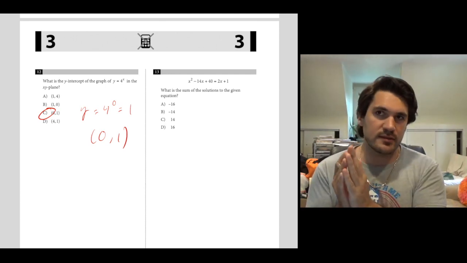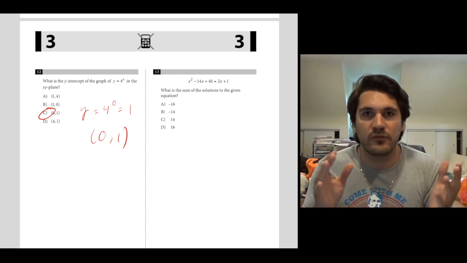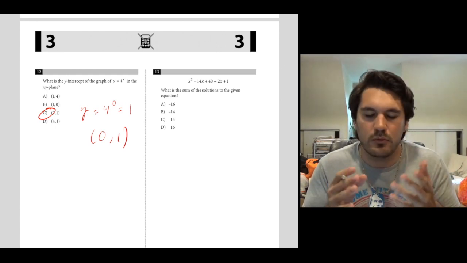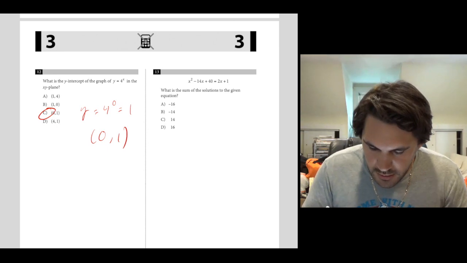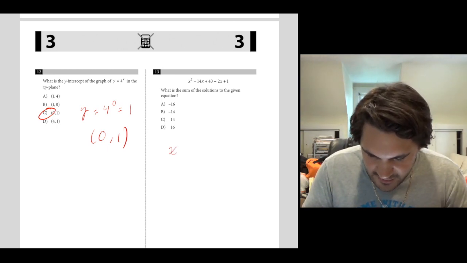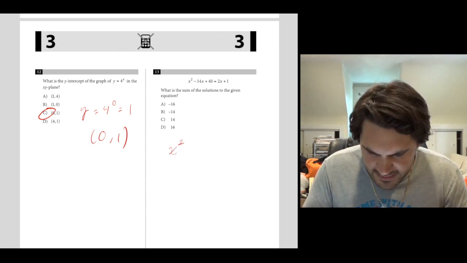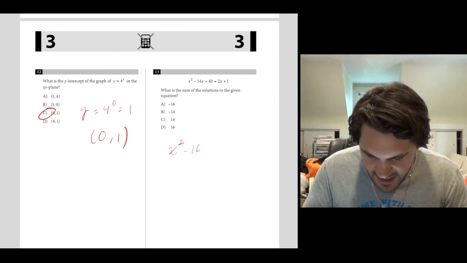First, let's get this into normal form. So, set the equation equal to 0. We're going to rewrite this as x squared, and subtract 2x from both sides. So minus 16x plus 39 equals 0.